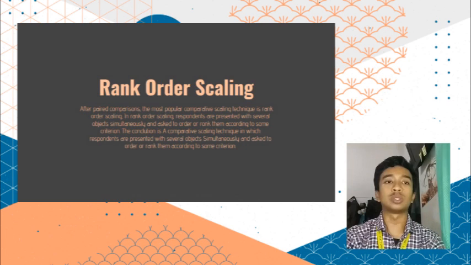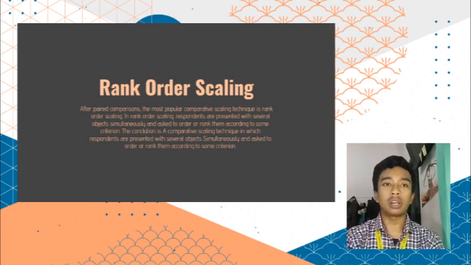And next, rank order scaling. After paired comparison, the most popular comparative scaling technique is rank order scaling. In rank order scaling, respondents are presented with several objects together and asked to rank them according to some criterion. In conclusion, it is a comparative scaling technique in which respondents are presented with several objects together and asked to order or rank them according to some criterion.